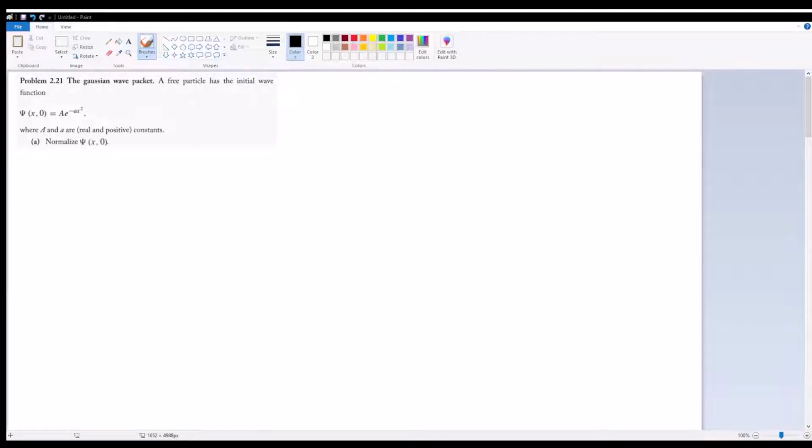Okay, 2.21. This is pretty horrid mathematically to do, but part A is still relatively simple, so we'll start off nice and easy before ramping up to the more painful stuff in the later parts. We have a Gaussian wave packet. First thing we're asked is to normalize psi of x comma 0 by finding A.